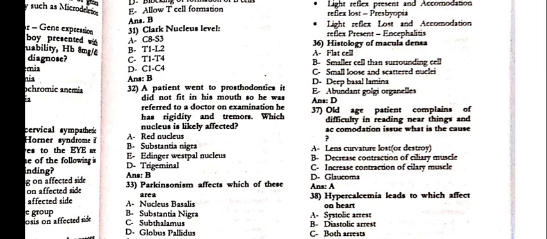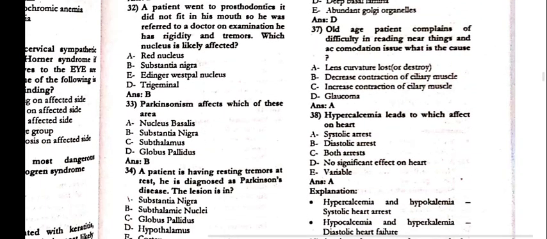Patient went to the prosthodontist. It did not fit in his mouth, so he was referred to a doctor. On examination, he has rigidity and the tremors. Which nucleus is likely affected? The substantia nigra. 33, the Parkinsonism affects which of these areas? There is a substantia nigra.